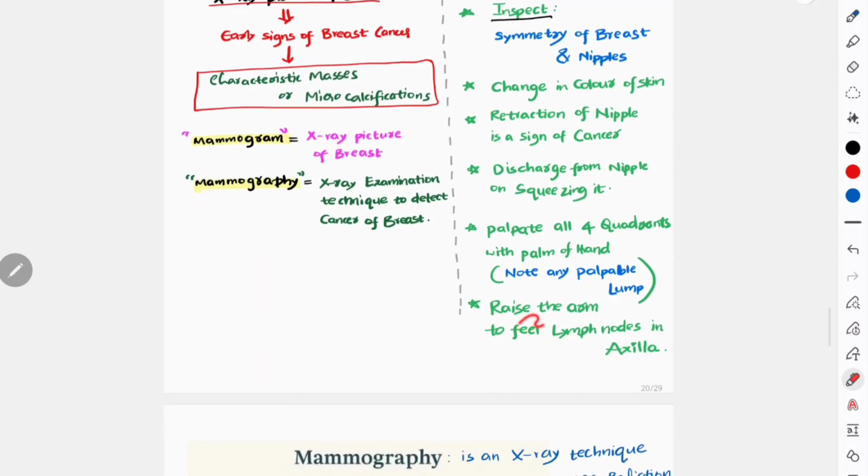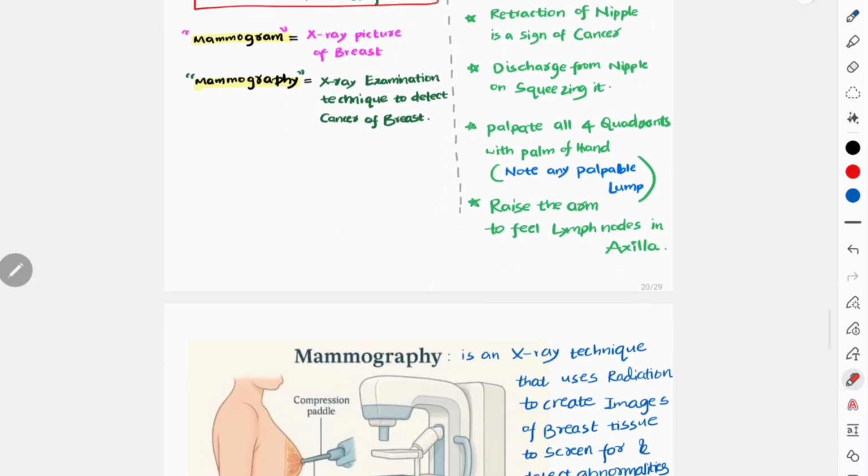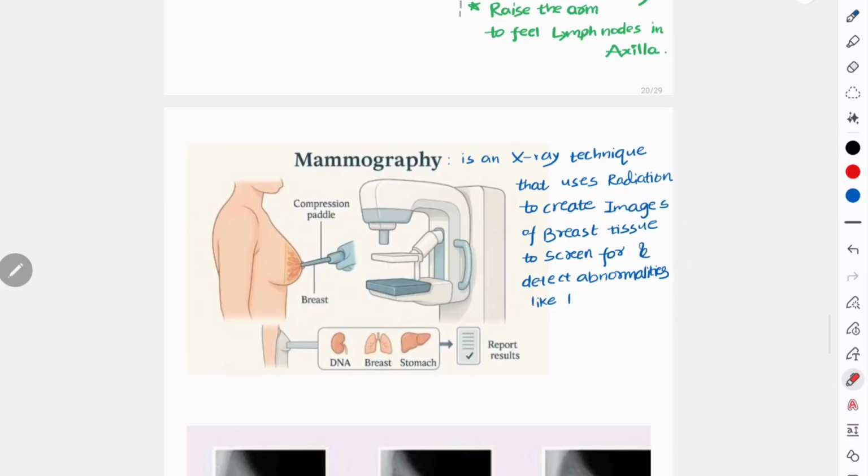Raise the arm to feel the lymph nodes in the axilla. So raise your arms so that you can feel the lymph nodes in the axilla. You palpate slowly for any swelling, any prominent lymph nodes, so you have to observe those. So this is the technique.